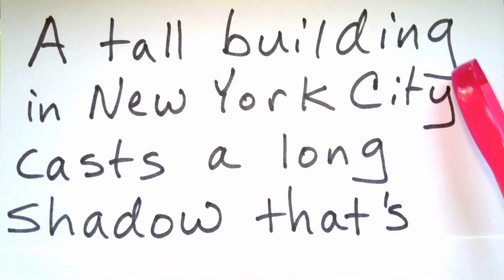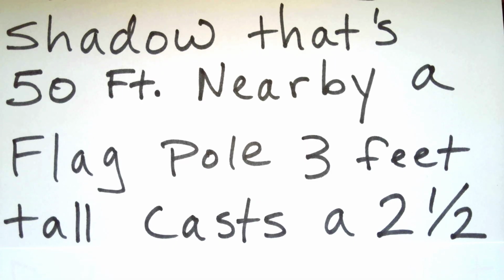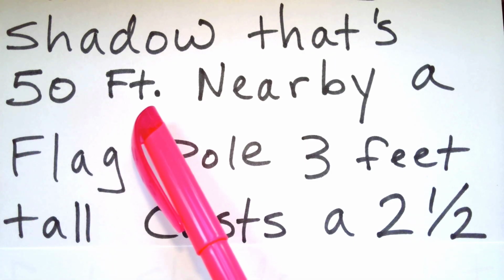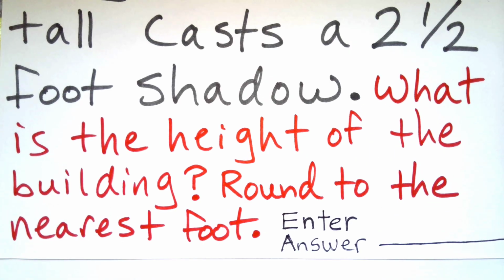A tall building in New York City casts a long shadow that's 50 feet. Nearby, a flagpole 3 foot tall casts a 2.5 foot shadow. What is the height of the building? Round to the nearest foot in your answer, and you can enter your answer here.